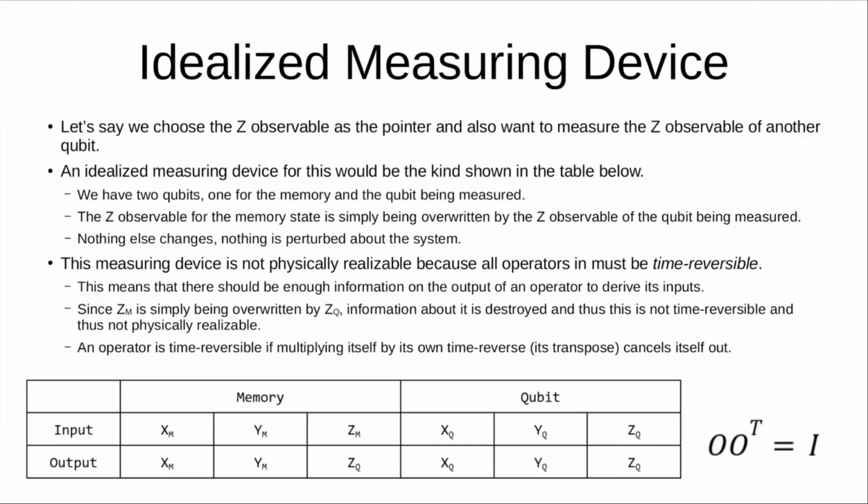And as we said before, the identity matrix is like an operator that does absolutely nothing. So if you take a system and you apply an operator to it, and you apply the time reverse, it should go back to its initial state. So it just cancels itself out as if you did nothing.